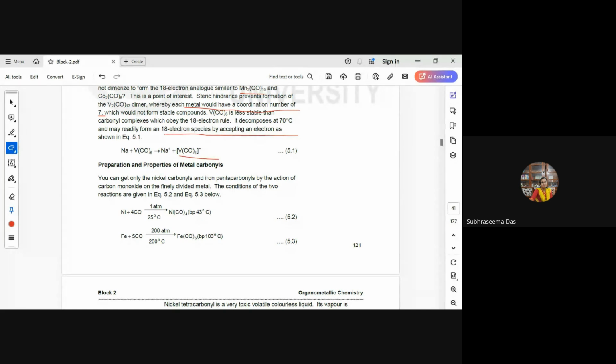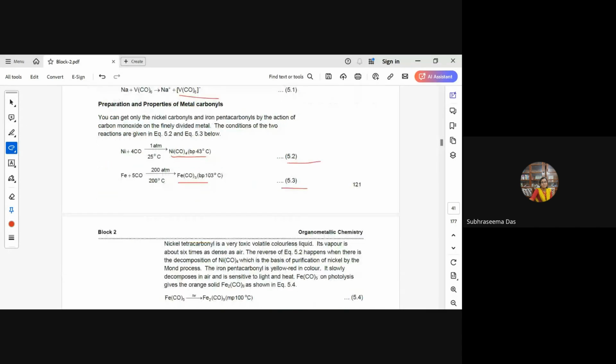Nickel carbonyl and iron pentacarbonyl are the most commonly used. In equations 5.2 and 5.3, we see the reactions for the formation of nickel tetracarbonyl and iron pentacarbonyl. The temperature for nickel is 25 degrees centigrade, and for the formation of FeCO5, the temperature is around 200 degrees centigrade. So these are two of the easiest carbonyls that can be obtained.